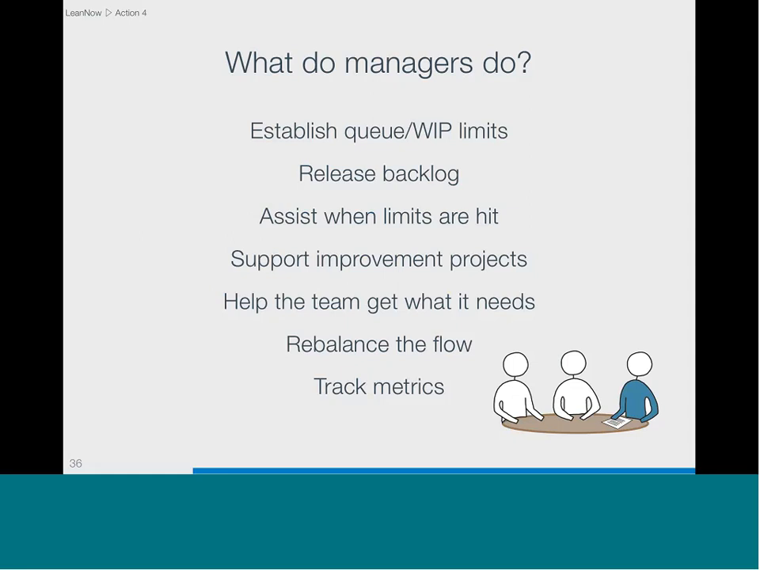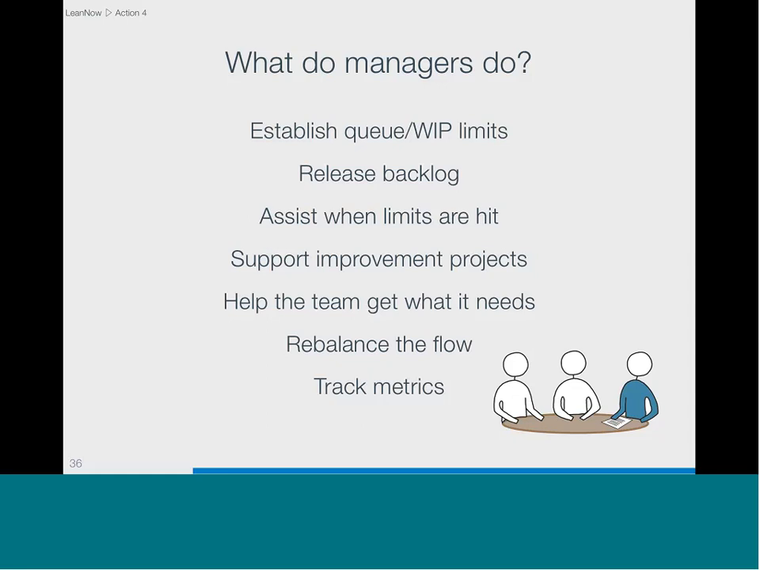Well, their job changes dramatically, and dramatically for the better in most cases. So they'll get involved in establishing the queue and WIP limits and setting up the Kanban board in general for flow, releasing backlog to the board to work in process, assisting when the limits are hit in terms of figuring out why we have a glitch in our flow, supporting improvement projects and improvement efforts, helping the team get what it needs so they can keep their work flowing without hitting those Kanban limits, rebalancing the flow as improvements are made, tracking metrics for the process such as burn down or burn up reports or throughput time reports to understand what the performance of the flow is, and basically staying out of the way of employees who are quite capable of pulling their own work through the process. So most of this is self-managed and run by employees without the detailed intervention of managers.